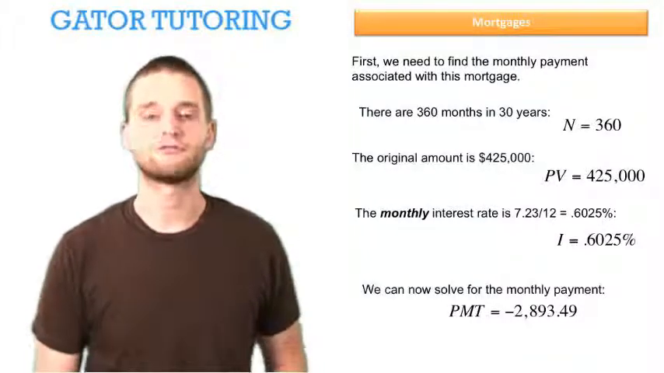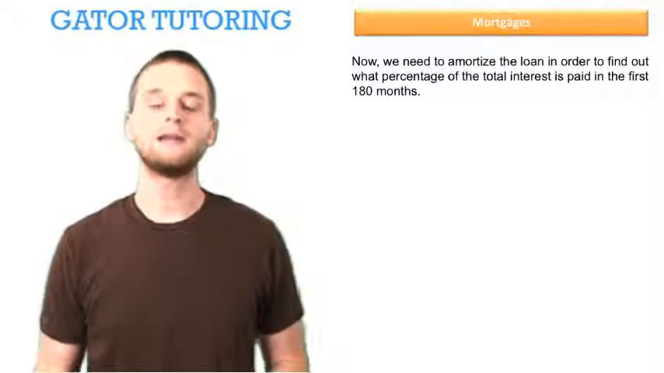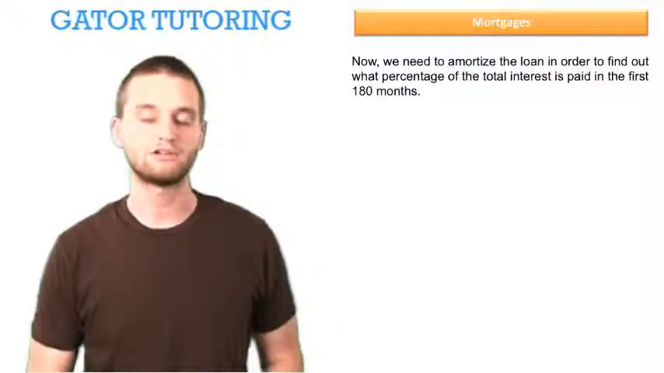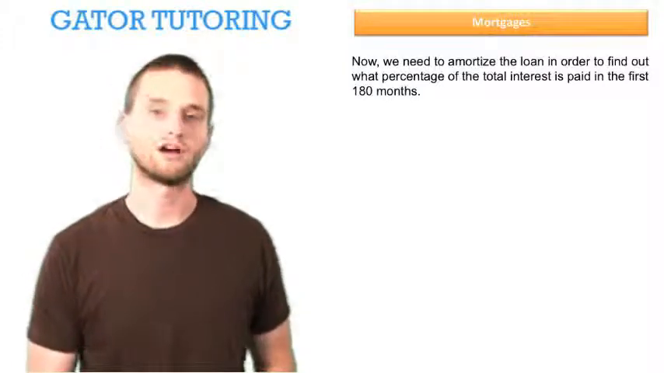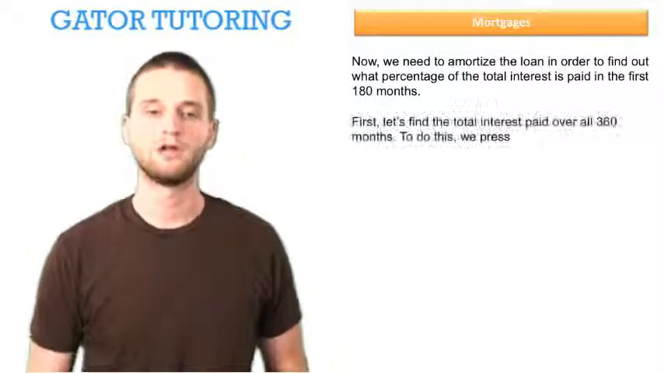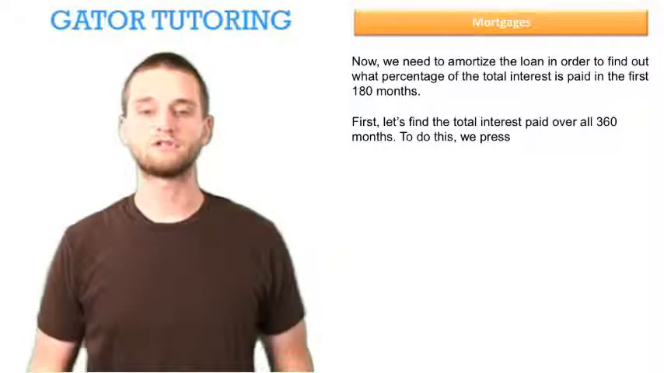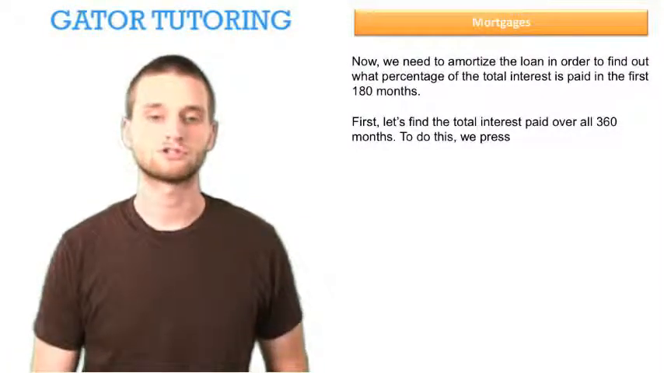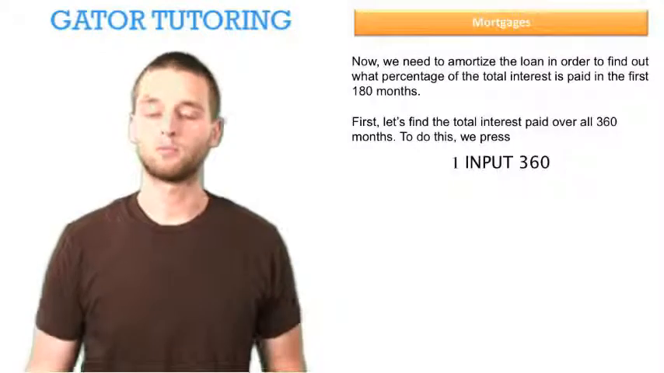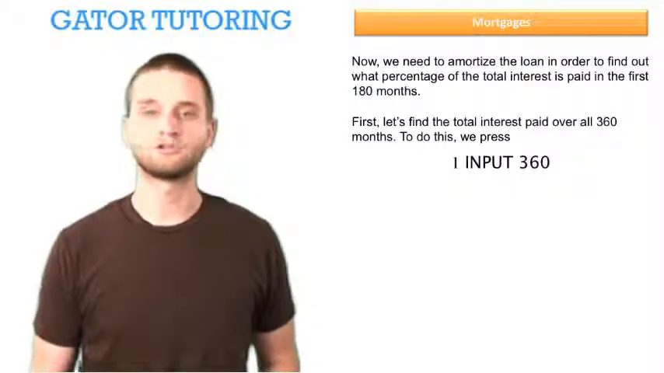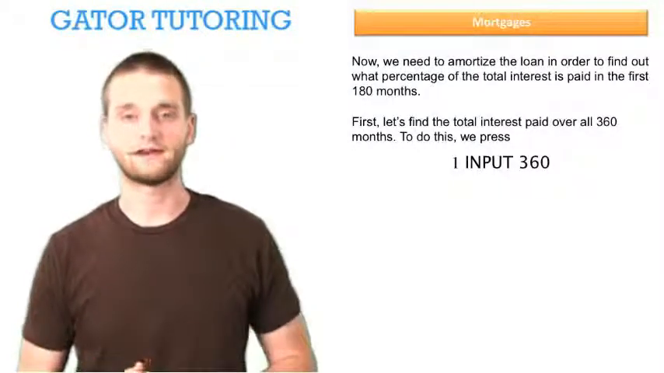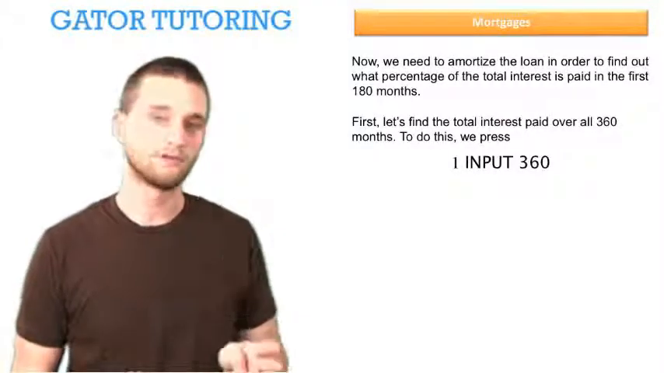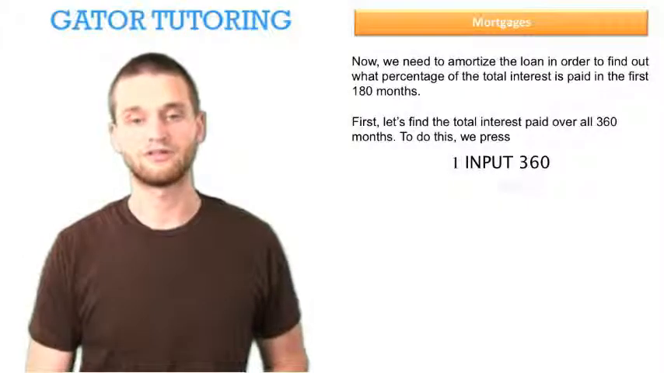It's a cash outflow. Now we need to amortize the loan in order to find out what percentage of the total interest is paid in the first 180 months. First, let's find the total interest paid over all 360 months, over the life of the entire mortgage. To do this, we press 1, input 360, to tell the calculator that the range we want to concern ourselves with is all the way from month 1 to month 360.